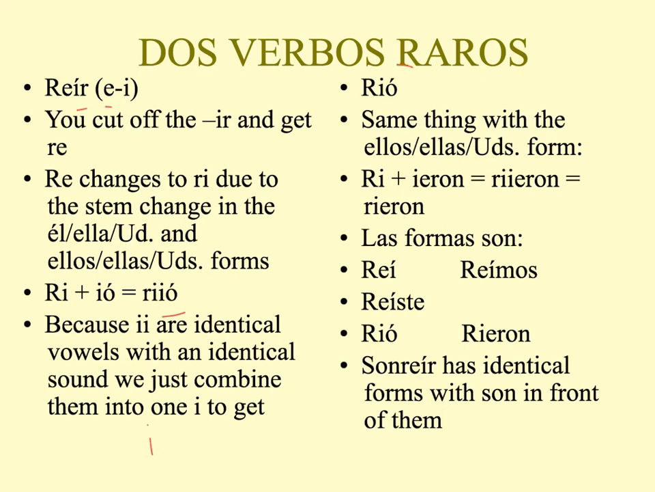Okay? So I end up with this, rió. Same thing with the ellos ustedes form. I put my stem change in, I get RI, my ending is IERON, I have two I's next to each other, just squish them together. So here are the forms of reír, right? Here are the only forms where the stem change happens. Everything else, it doesn't, obviously. And then sonreír has identical forms, just with SON in front of them. So the forms of sonreír would be sonreí, sonreíste, sonrió, sonreímos, sonrieron.